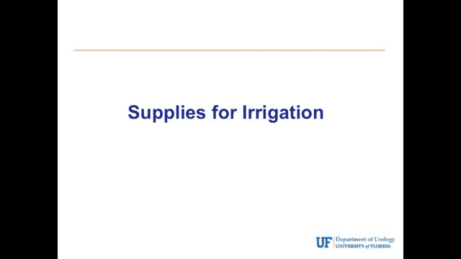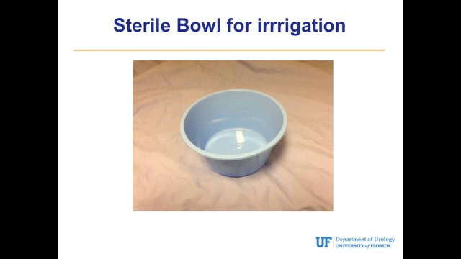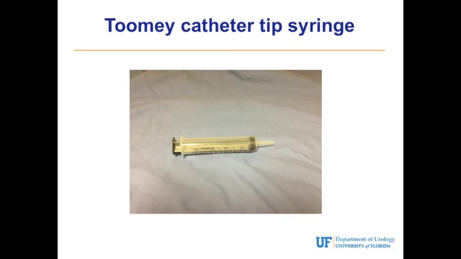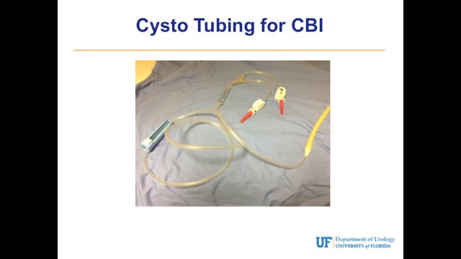Certain supplies are used specifically for irrigating a catheter. These include a sterile bowl for holding saline for flushing the catheter itself, a TUMI or catheter tip syringe for injecting the catheter, and cystoscopy tubing for continuous bladder irrigation.